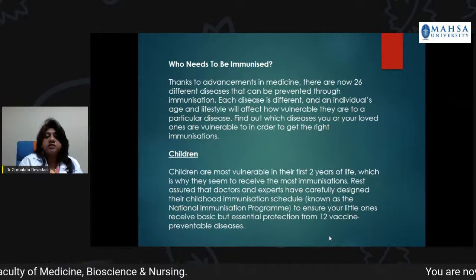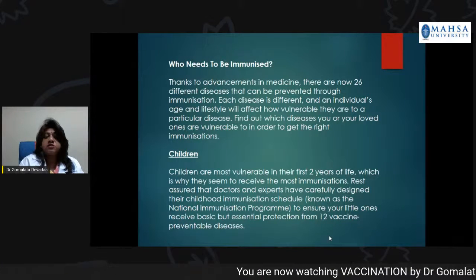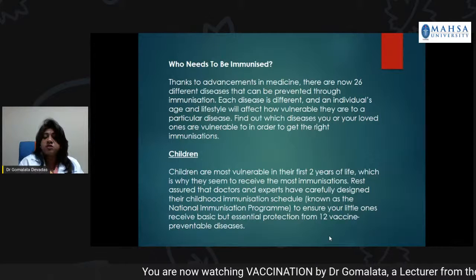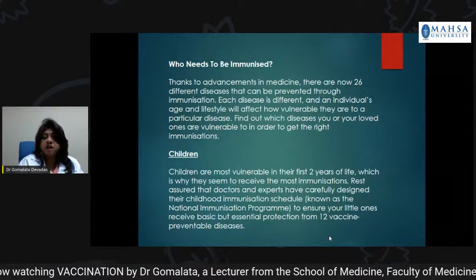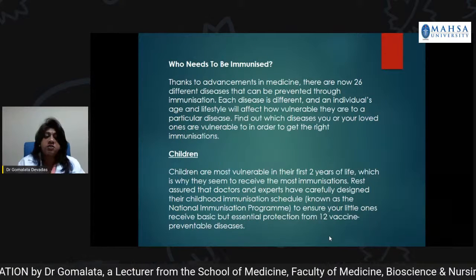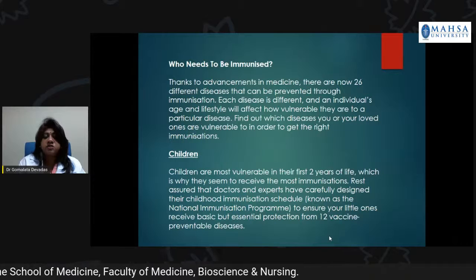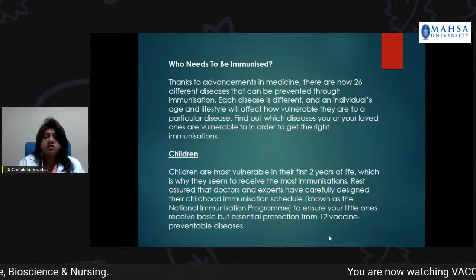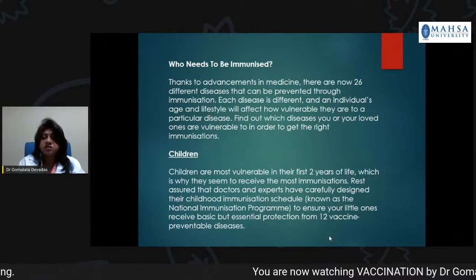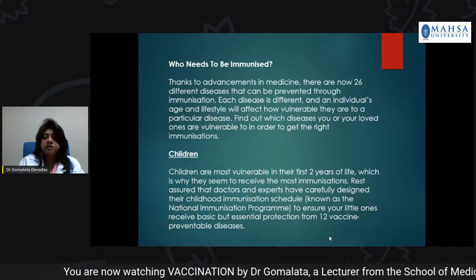So for example, children are most vulnerable in their first 2 years of life, which is why they seem to receive the most immunizations. Rest assured that doctors and experts have carefully designed the childhood immunization schedule, known as the National Immunization Program, to ensure that children receive the basic essential protection from 12 vaccine-preventable diseases.